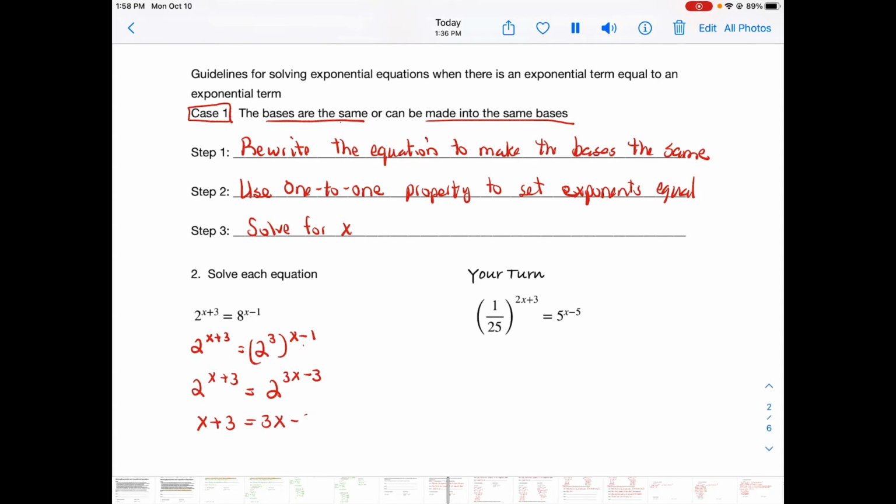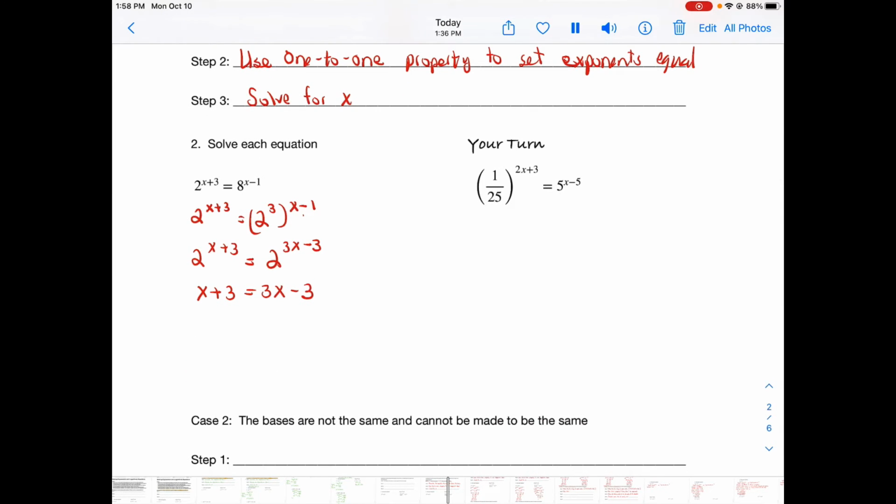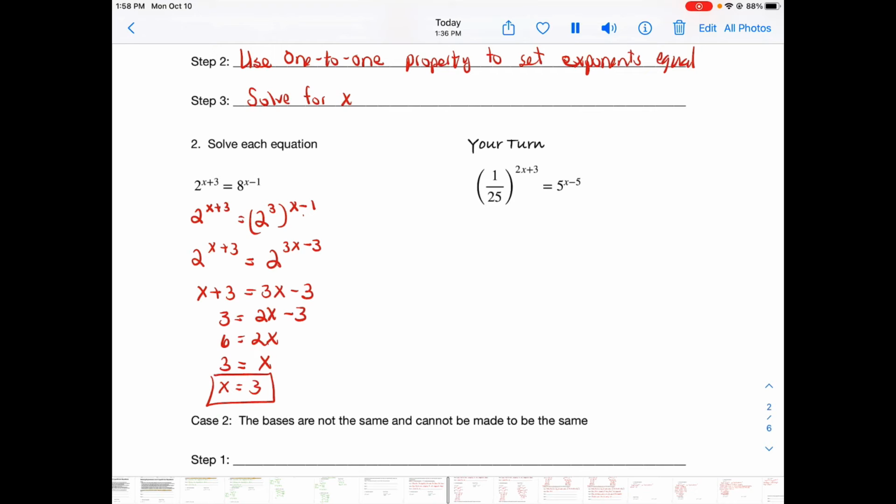Now I'm going to use the one-to-one property and set my exponents equal to each other. And now I have a simple linear equation I'm going to solve by isolating the x's. So how I'm going to solve this is I'm going to subtract x from each side. And now I'm going to add 3 to each side and then divide by 2. And I get x is equal to 3. Okay, I want you to try the next example.